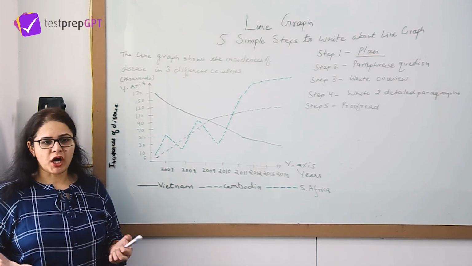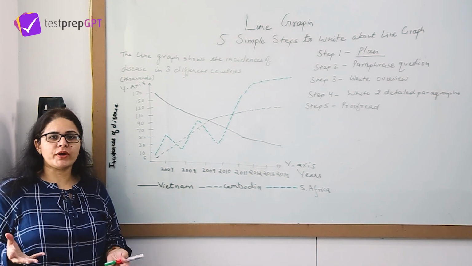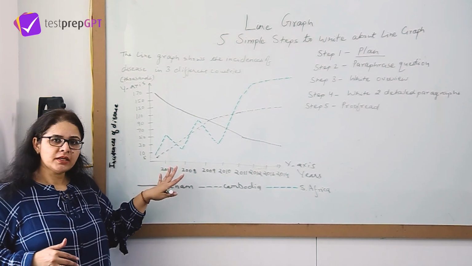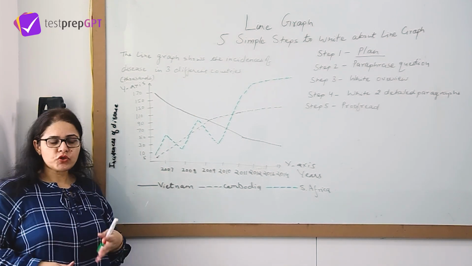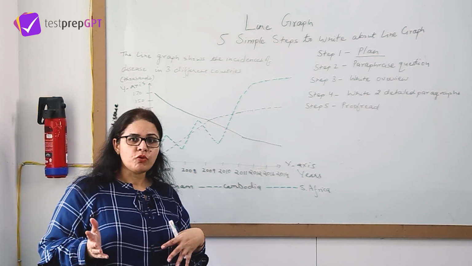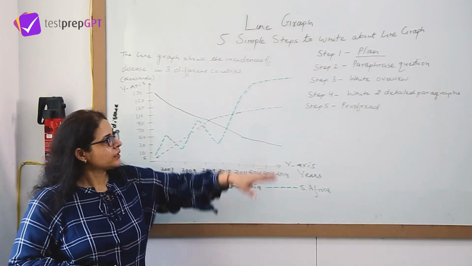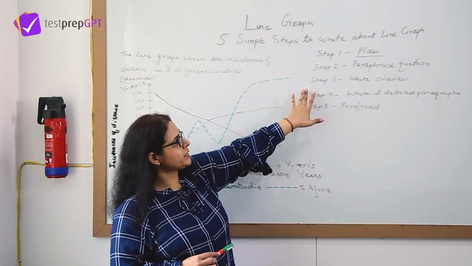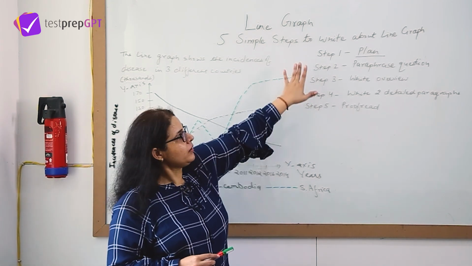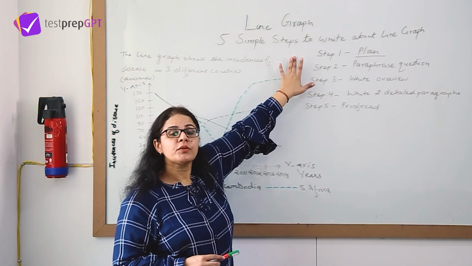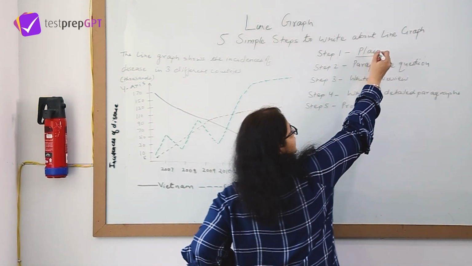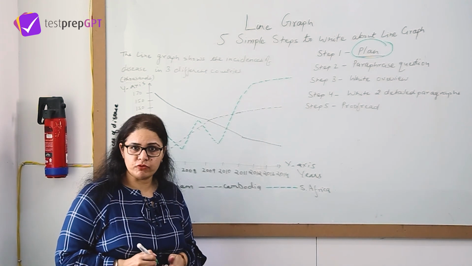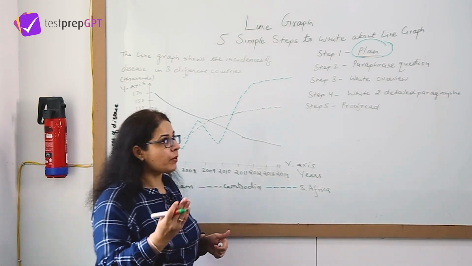Now when a person looks at a question that has charts, which somehow look like this, a person gets confused about what to do. So in order to get rid of that confusion, I've divided the task of writing a report about a line graph into 5 simple steps, where the first step is about planning. I've underlined it and I'm going to circle it again because this is one of the most important steps involved while writing about a line graph.